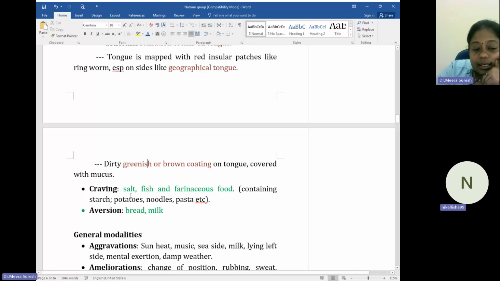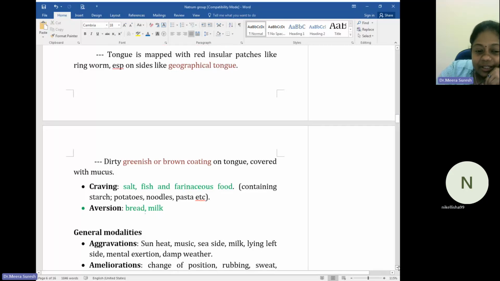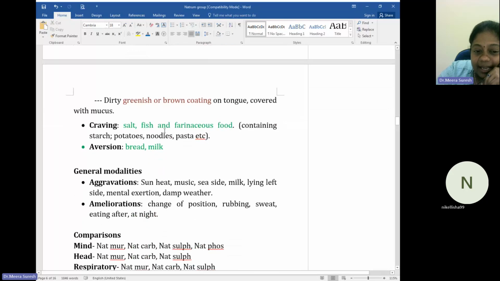Then cravings, desires: they do have complaints from salt actually, but they crave salt, fish, and farinaceous food. Farinaceous foods are those which contain starch, like noodles, potato, pasta, etc. But they have an aversion to bread and milk.